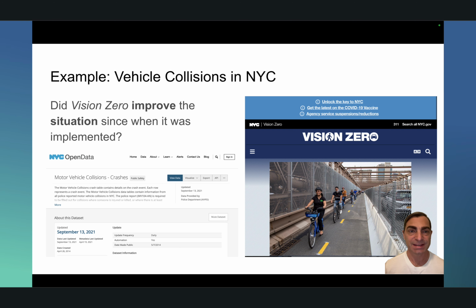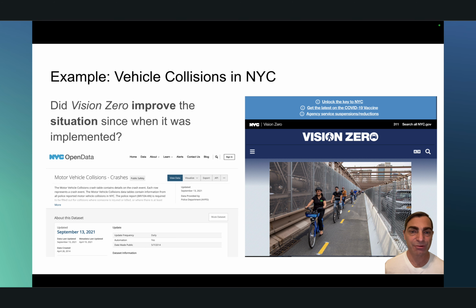Here we use, as I said, vehicle collisions in New York City, and there's this program, Vision Zero, which has been going on for many, many years in New York City. The purpose of Vision Zero is to reduce the number of collisions, reduce accidents and injuries, and also people killed in the streets. And what the city of New York does is they collect a lot of data almost in real time about the collisions that happen around the city.